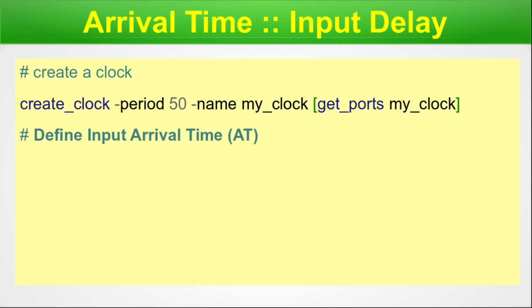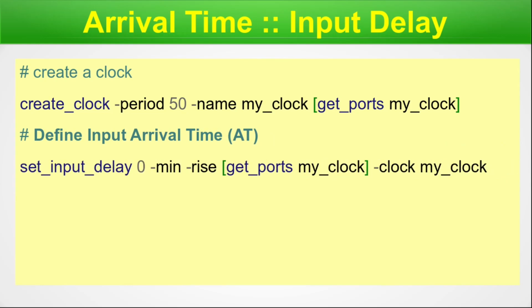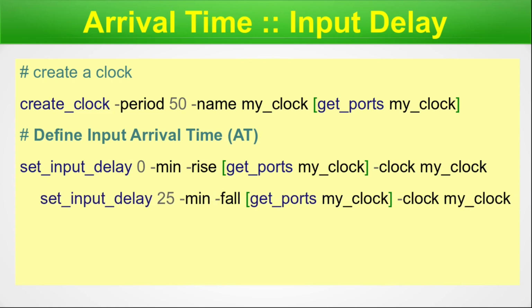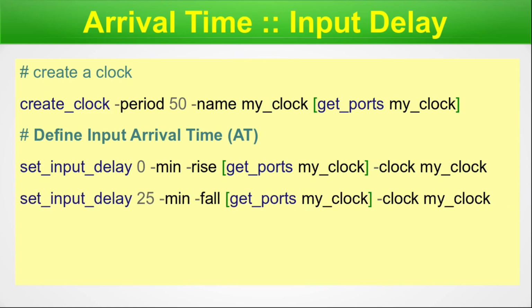Defining input arrival time, that is 80. Set input delay 0 minimum, then rise for the ports get ports my clock. So here we set the rise time delay, clock is my clock, here the delay is 0. Set input delay 25, that is minimum, that is dash fall for falling edges. Get ports my clock, so get all the ports of this clock, and then clock name is my clock.